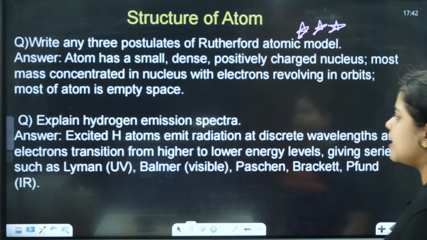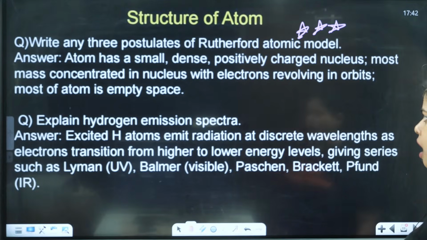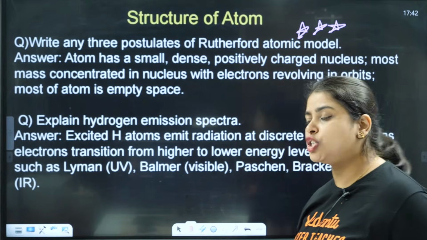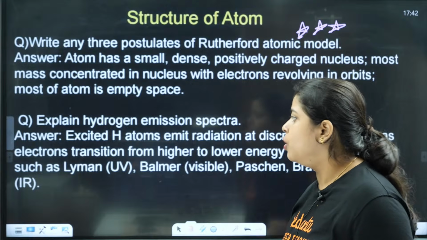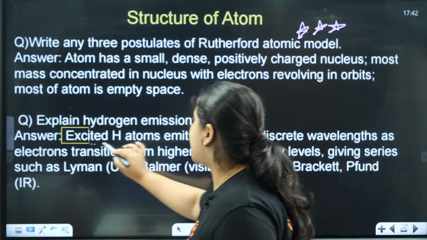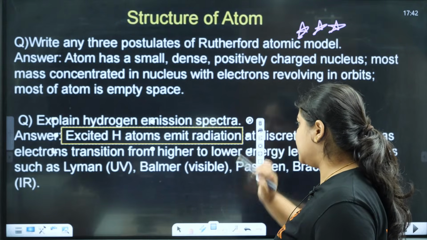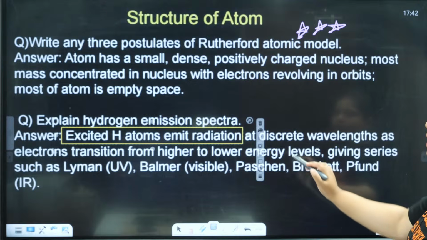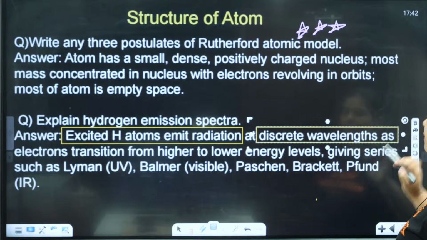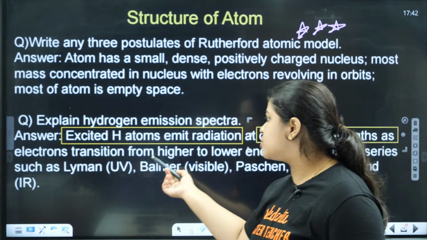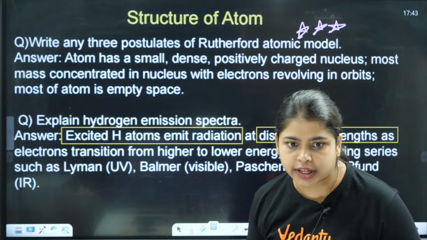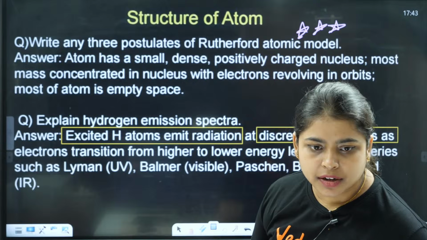Okay. Next, explain the hydrogen emission spectra. Hydrogen emission spectra should be explained well. Excited H atoms emit radiation at discrete wavelengths as the electron transitions from a higher energy level to a lower energy level. From higher level to the lower energy it is coming, okay?